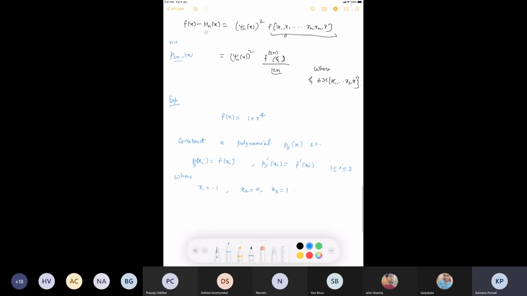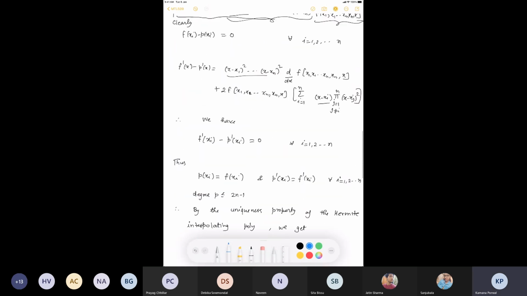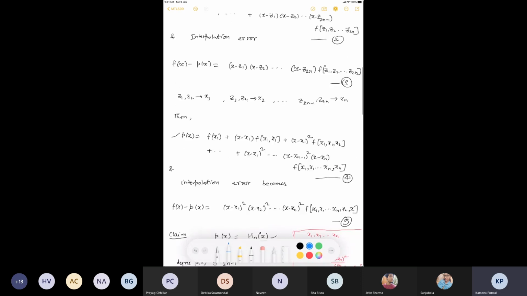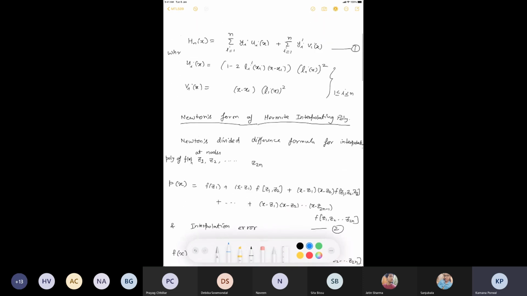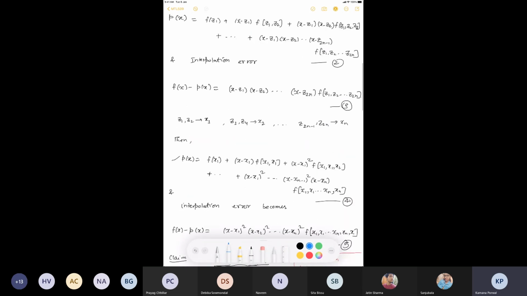So if you want to use the Lagrange form of the Hermite interpolating polynomial, of course, you have to just do the computation of the u_i and v_i, and then substitute here, right? I'm going to use the Newton's form of the Hermite interpolating polynomial to find this polynomial. So I'm going to form the divided difference table.